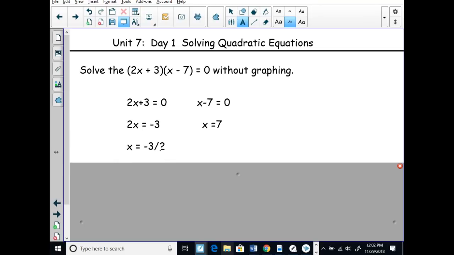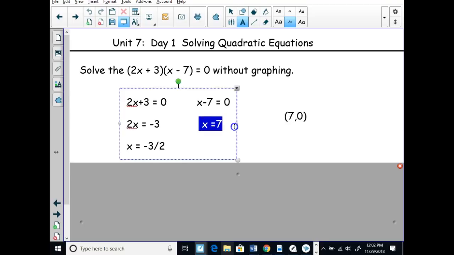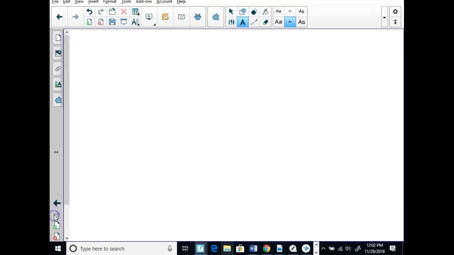Do I need to write it in x-intercept form? What's x-intercept form? That means as a coordinate, 7, comma 0. No, because our focus today is solving a quadratic equation, and that's saying what is x going to be equal to? x is going to be equal to 7, and x is going to be equal to negative 3 over 2. There are two answers there.